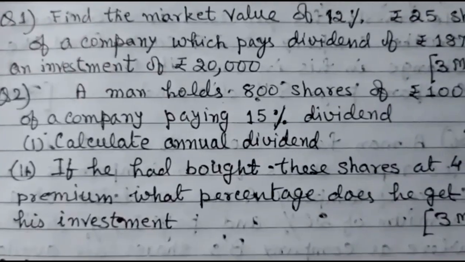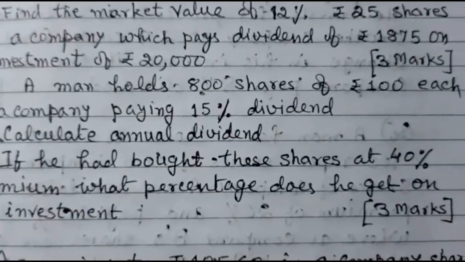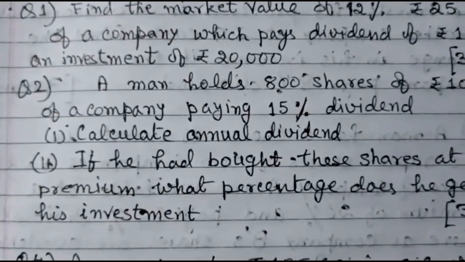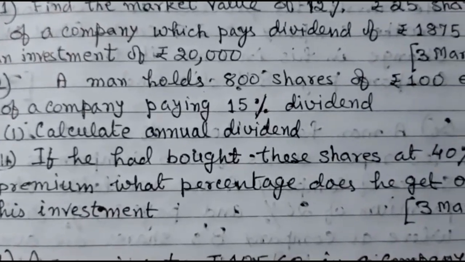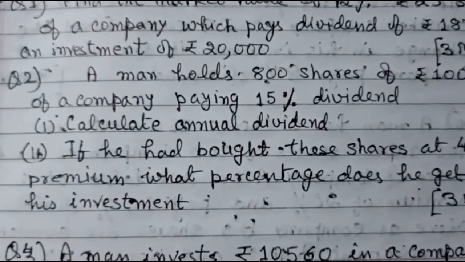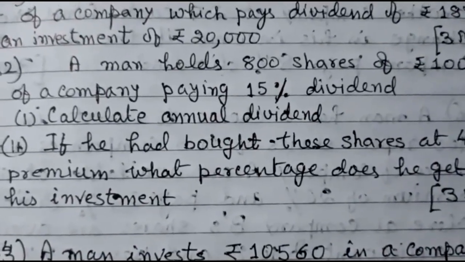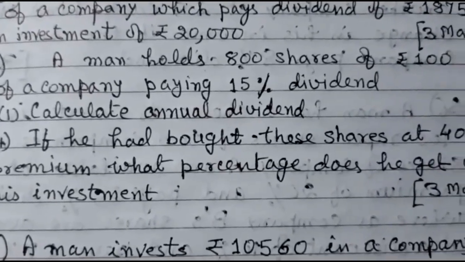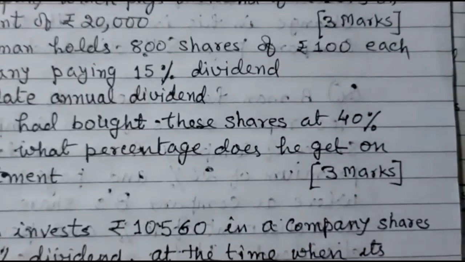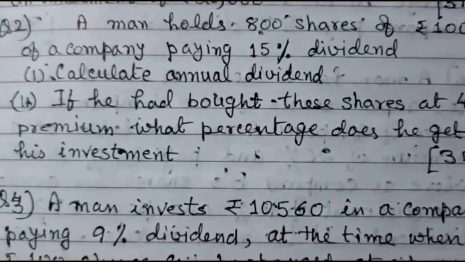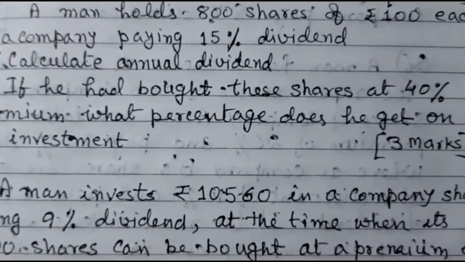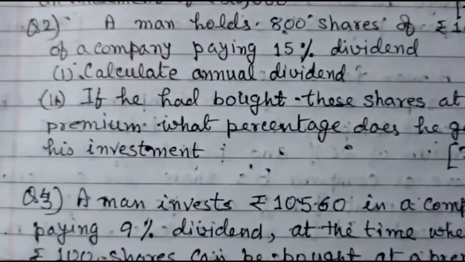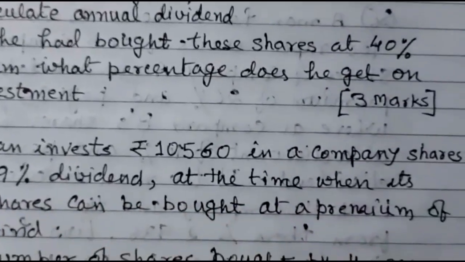Now question number 2. A man holds 800 shares of rupees 100 each of a company paying 15% dividend. Number 1, calculate annual dividend. Number 2, if he had bought these shares at 40% premium, what percentage does he get on his investment? 3 marks.